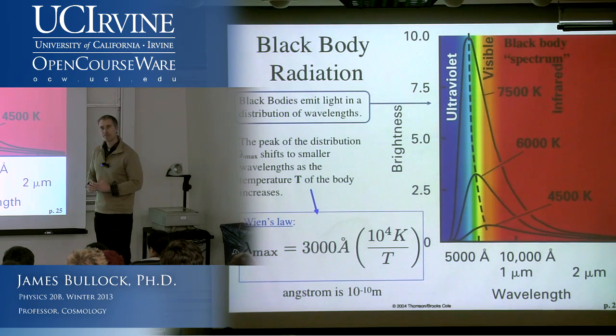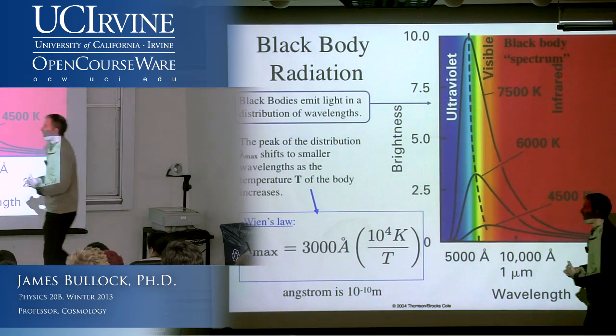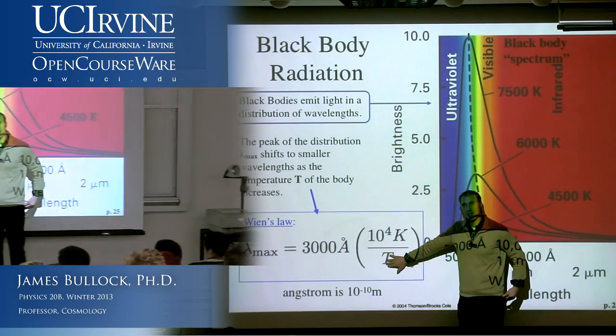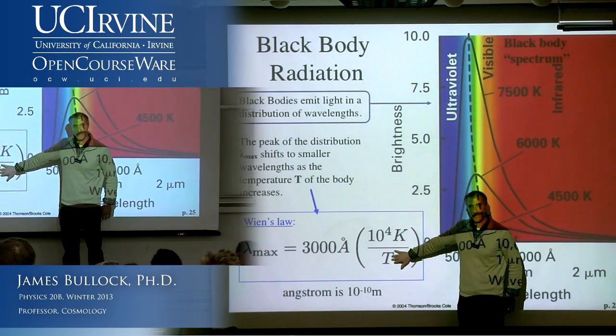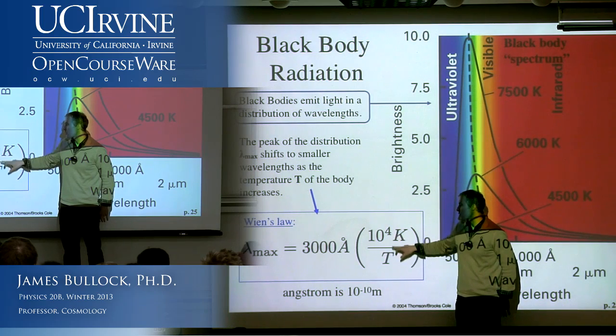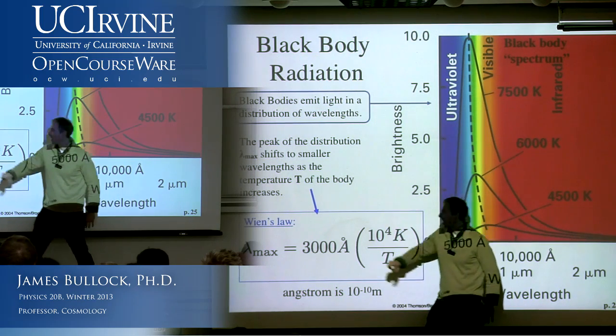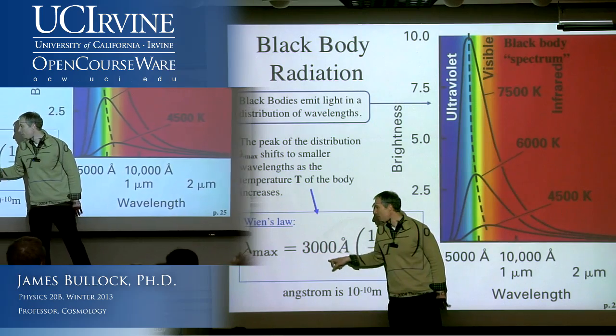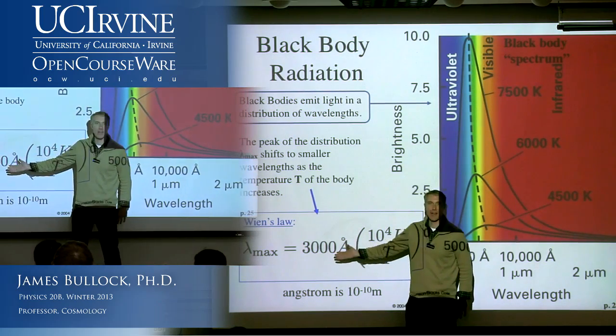Okay? If the temperature were 3 times 10 to the 4 Kelvin, then I plug that in, and I'm left in this parentheses with just 1/3. Then I'd have 3,000 angstroms divided by 3, so it would be 1,000 angstroms.